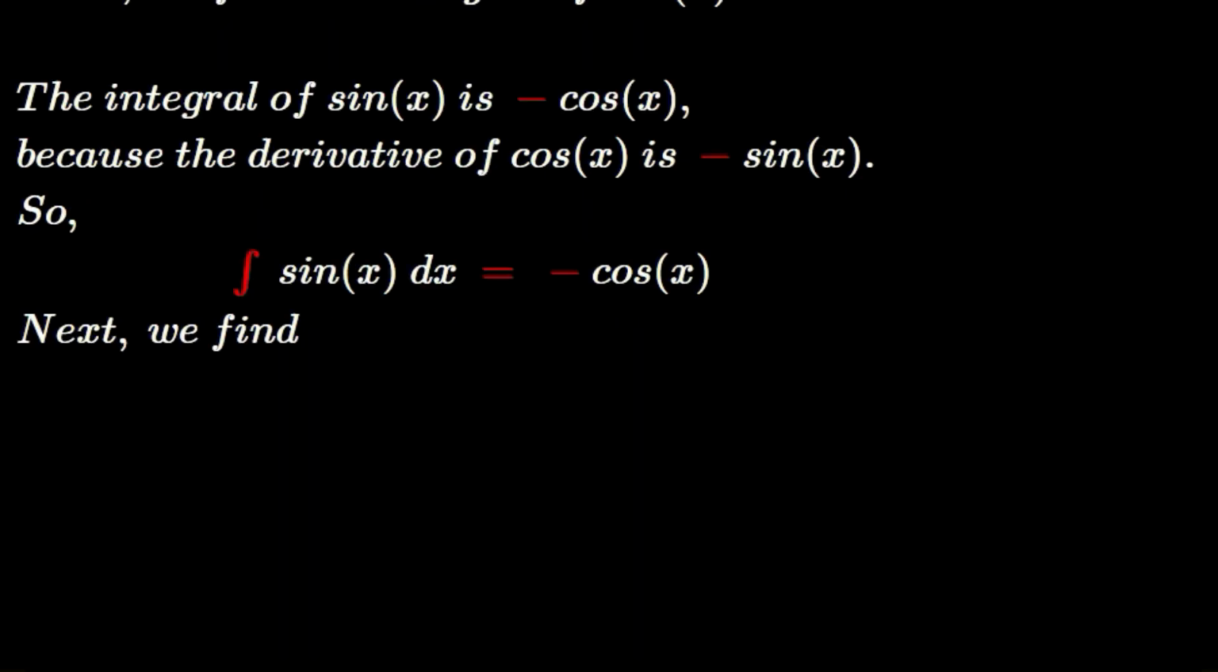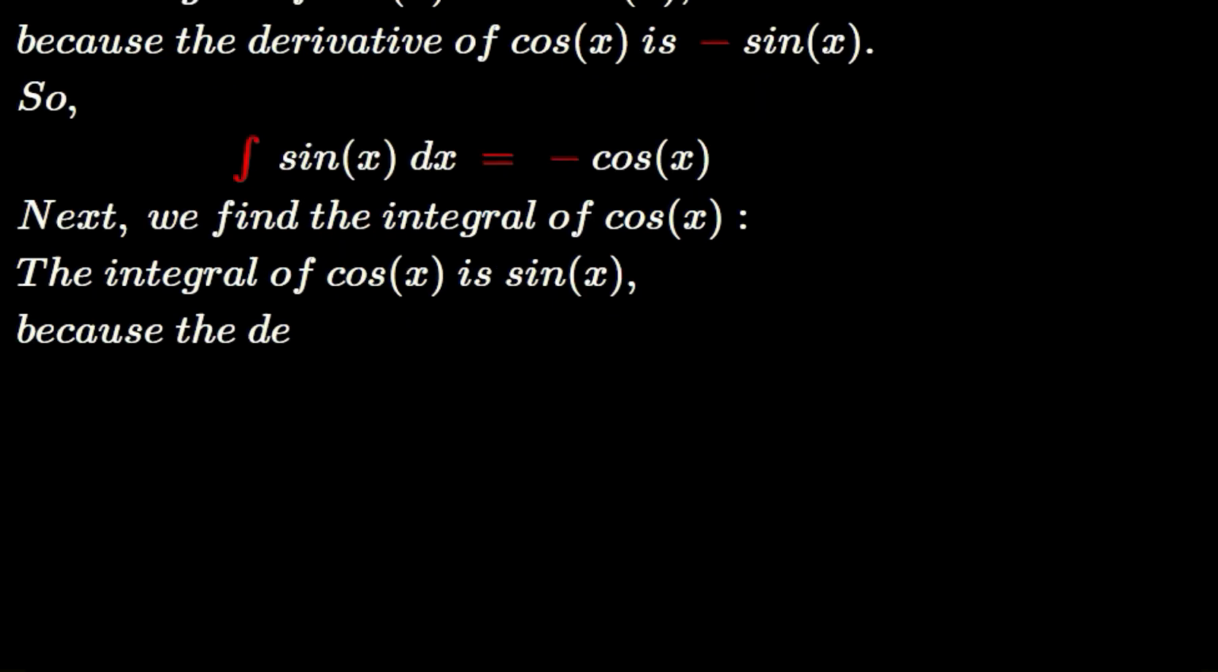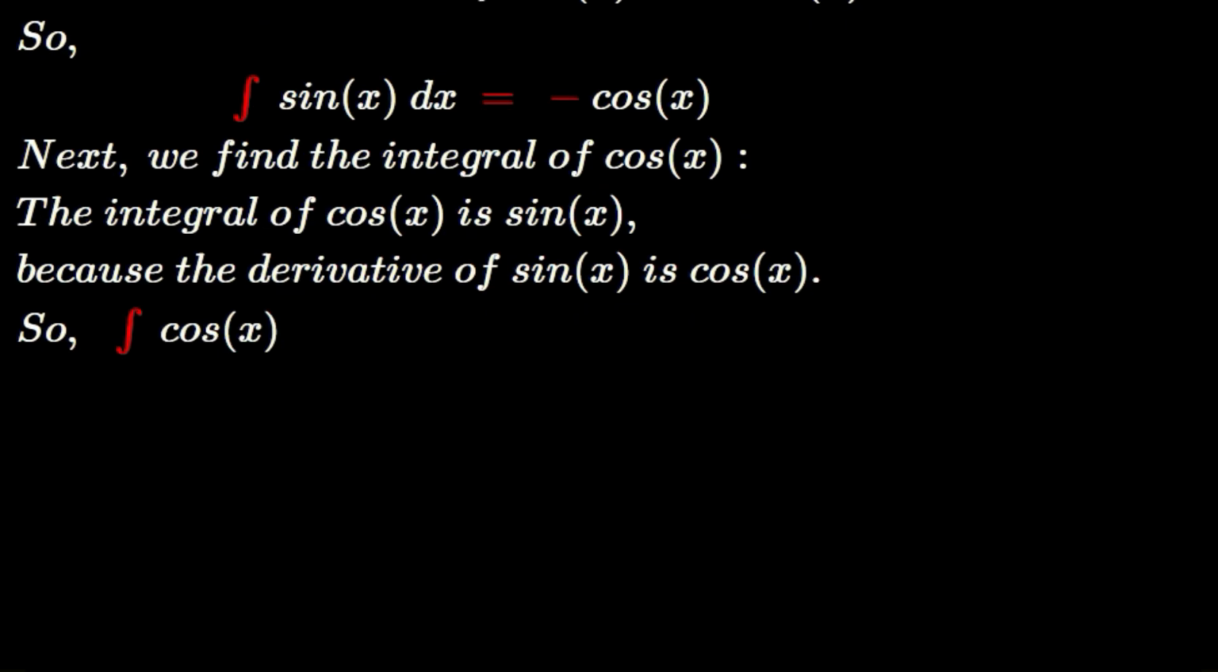Next, we find the integral of cosine x. The integral of cosine x is sine x, because the derivative of sine x is cosine x. So, integral cosine x dx equals sine x.